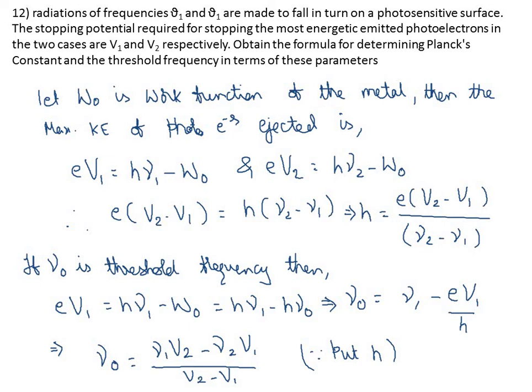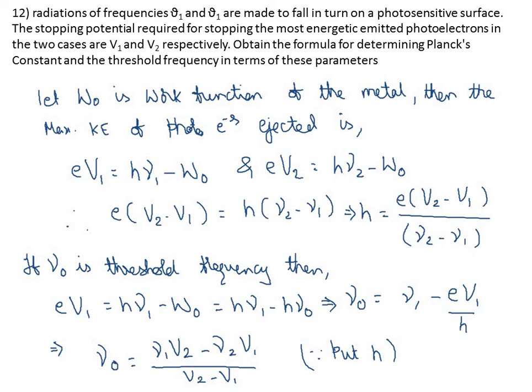Look here, if W0 is the work function of the metal, then the maximum kinetic energy of the photoelectrons ejected can be written as eV1. In the theory we have already seen that the stopping potential is equal to the maximum kinetic energy. V1 and V2 are the stopping potentials. So eV1 equal to h nu1 minus W0. Similarly eV2 equal to h nu2 minus W0. So I can equate them, and upon substitution I get h equal to e times V2 minus V1 by nu2 minus nu1. Keep this aside. This is the expression required in terms of the given parameters for Planck's constant.